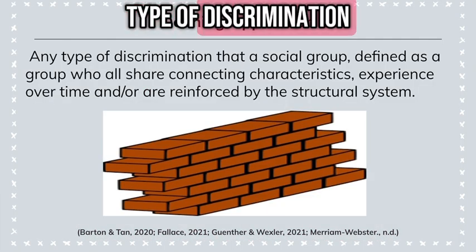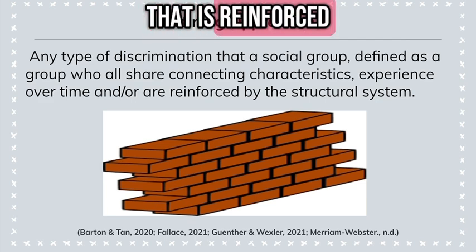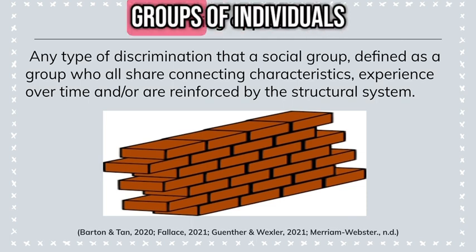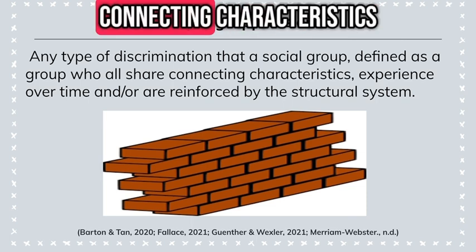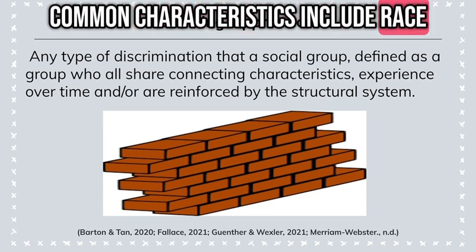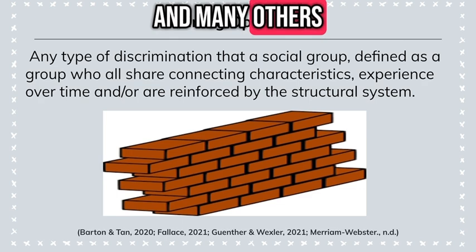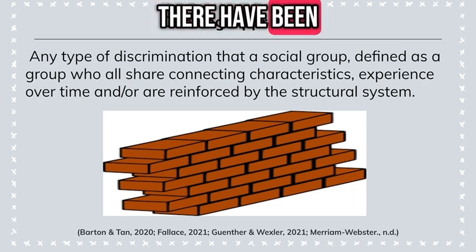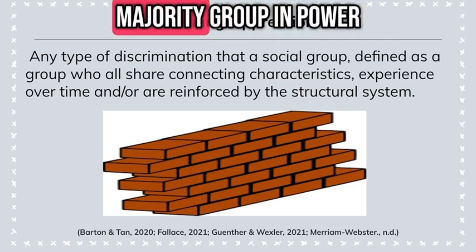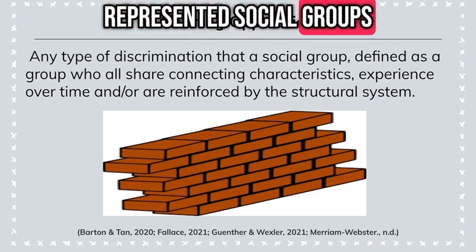Oppression is any type of discrimination that a social group experiences over time and that is reinforced by the structural system. Social groups are understood to be groups of individuals who all share connecting characteristics. Some of those common characteristics include race, gender, sexual orientation, ethnicity, ability, and many others. With oppression, there have been obstacles in place or actions exhibited that all work to keep a majority group in power and these underrepresented social groups out of power.